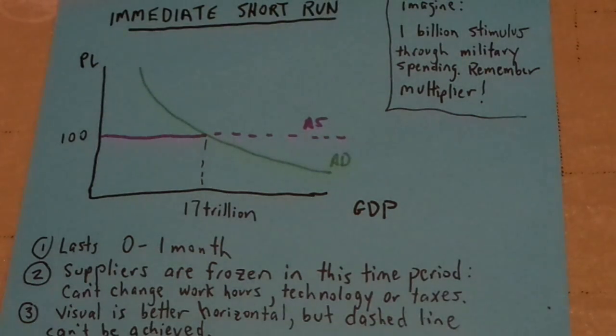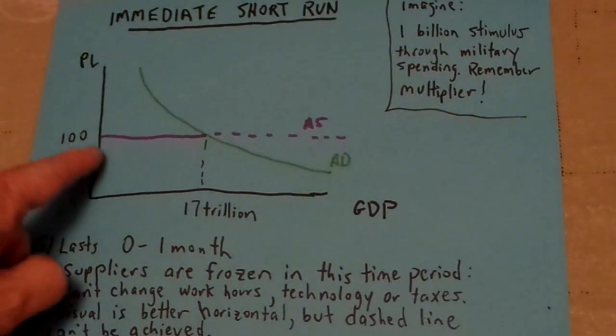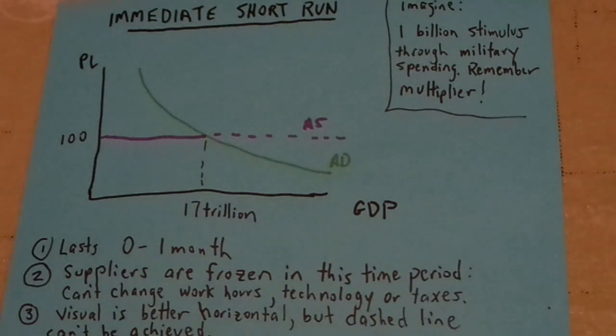Now, notice the aggregate supply curve here. We have a solid purple line between the price level axis and the aggregate demand curve. And then we have a dashed line. The dashed line represents that we like to show this curve horizontal, but truthfully, suppliers aren't going to supply any more than current equilibrium in the market.